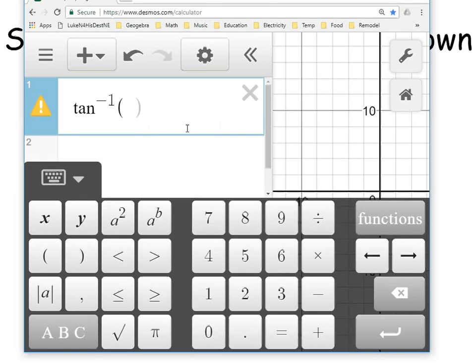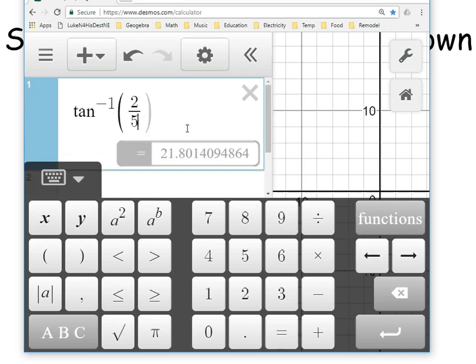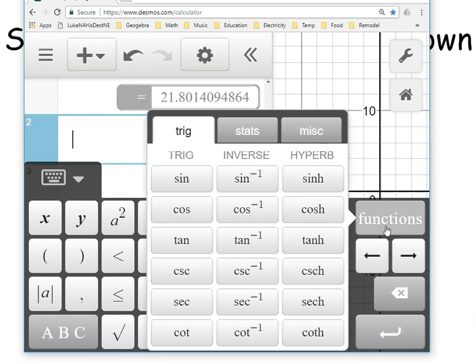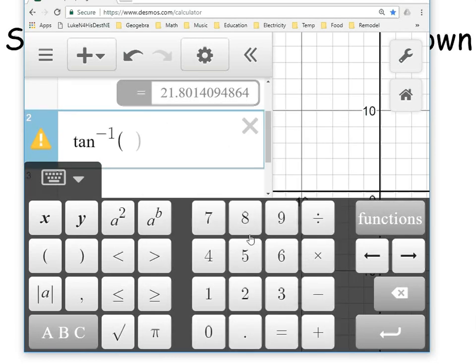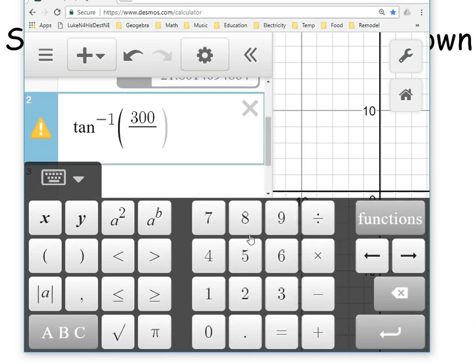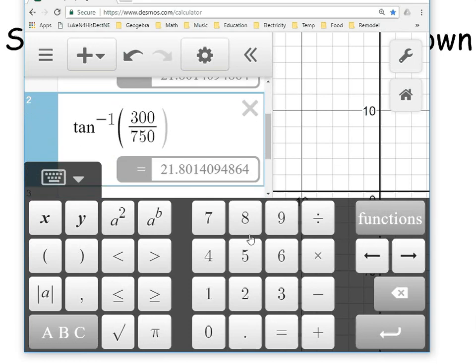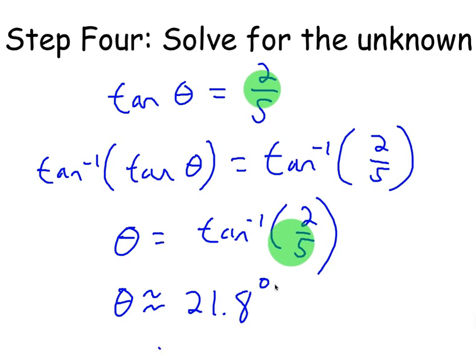And again, you can type in what they gave you, or you can type in the simplified 2/5. I'll just show both ways. If we go back to functions, click tan inverse and type in 300 over 750, we get the same thing, 21.8. So that's why we get theta is approximately 21.8.